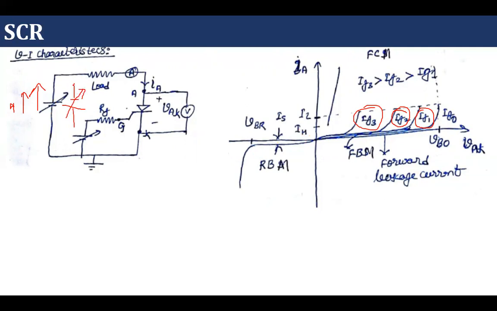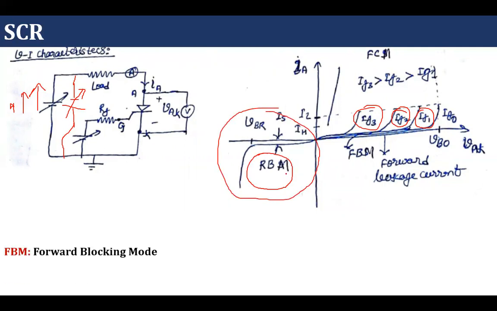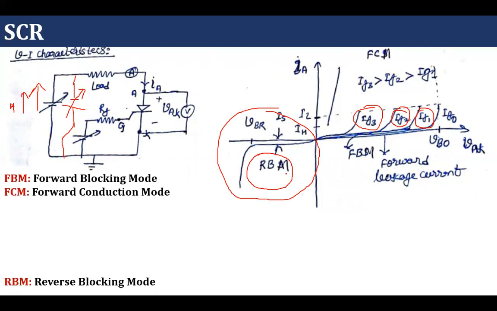If I'm changing this voltage like this, then it is the circuit diagram for reverse bias characteristic, and this portion of the characteristic graph is known as reverse blocking mode. So we have forward blocking mode, reverse blocking, forward conduction mode, and then reverse blocking mode.